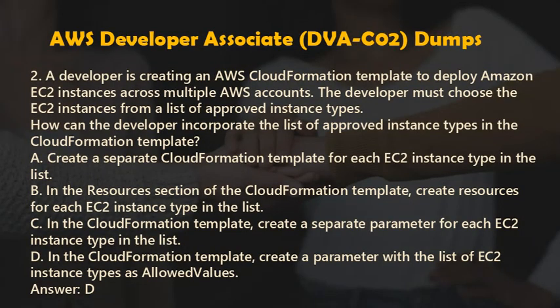A. Create a separate CloudFormation template for each EC2 instance type in the list. B. In the Resources section of the CloudFormation template, create resources for each EC2 instance type in the list. C. In the CloudFormation template, create a separate parameter for each EC2 instance type in the list. D. In the CloudFormation template, create a parameter with the list of EC2 instance types as allowed values. Answer: D.